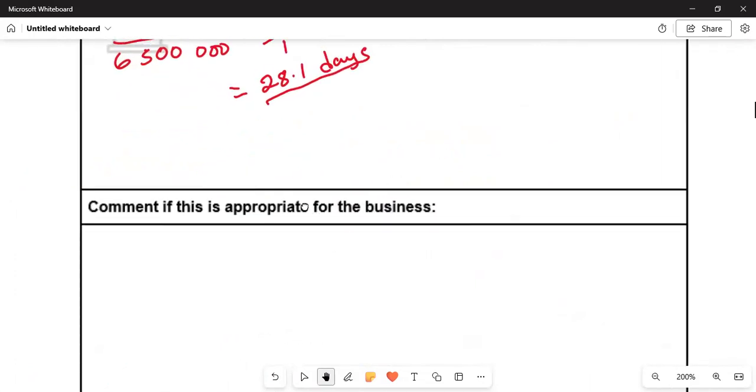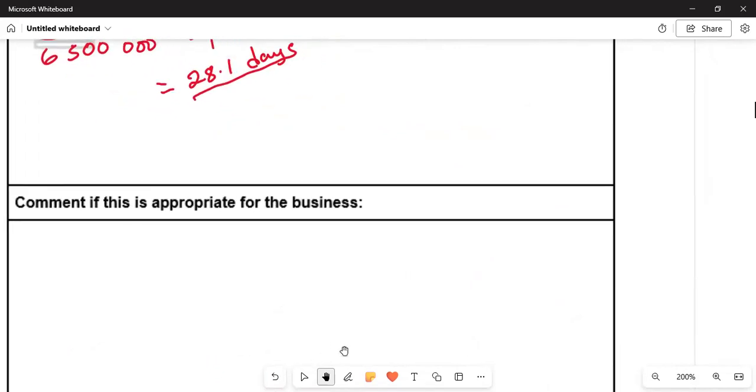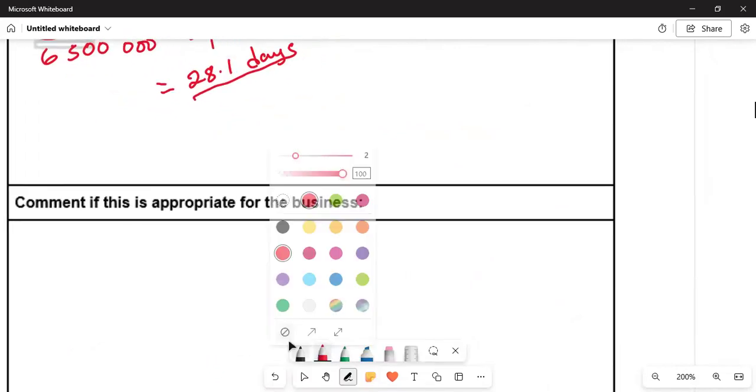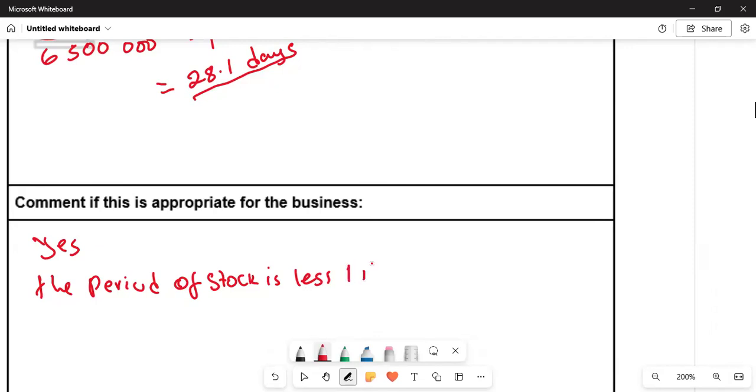So now we move on to the comment. It says comment if this is appropriate for the business. So your comment will be, yes, it is appropriate, because the period of stock on hand is less than 1 month. As you can see, it is less than 1 month, as we are told that it is 28 days.